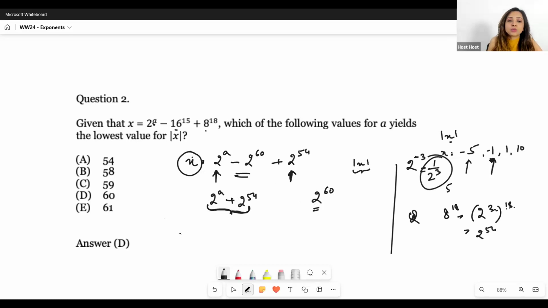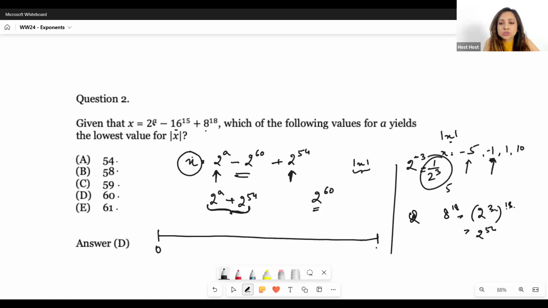All right. Now, think about the number line. Where are the various exponents placed? So, let's say I have 0 over here and my options are that A could be 54, 58, 59, 60, 61. So, let me place 2 to the power 61 over here. Yeah, this is how my exponents could be placed. So I have 0 here, 2 to the power 61 here. Right in the middle will be 2 to the power 60.